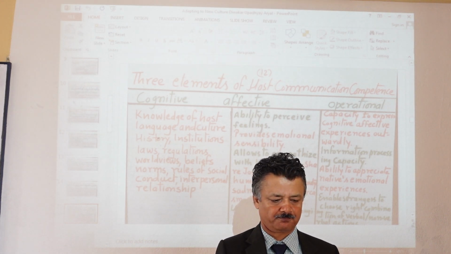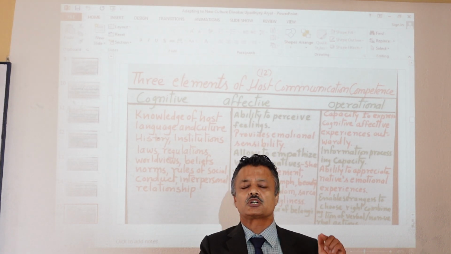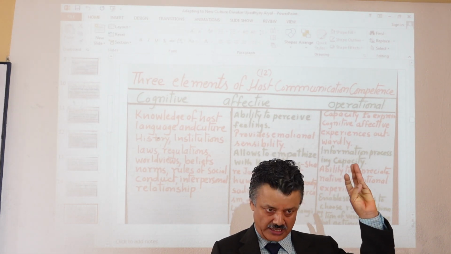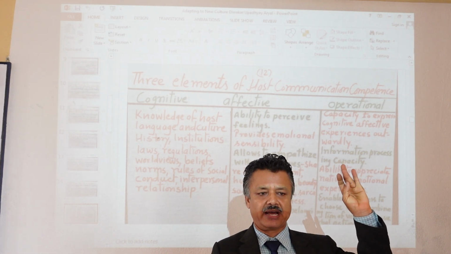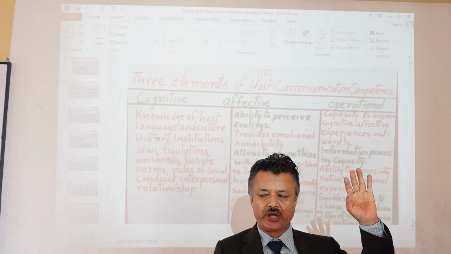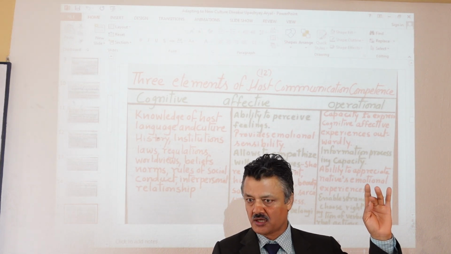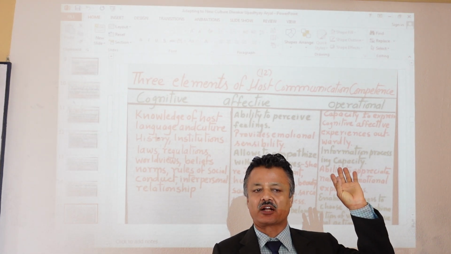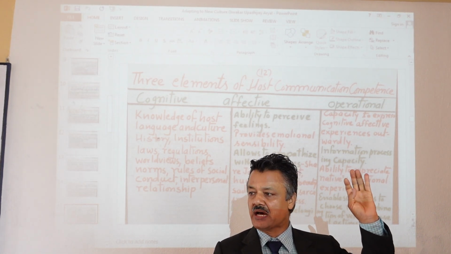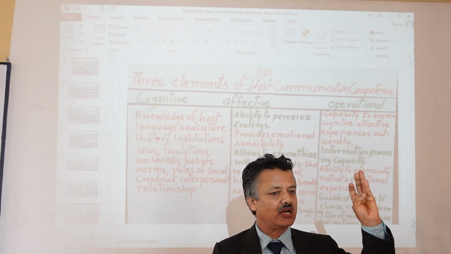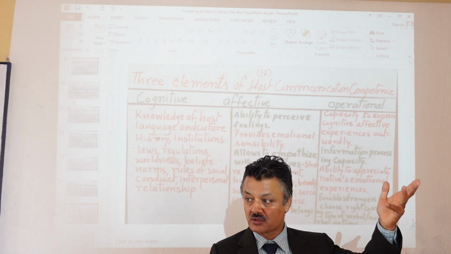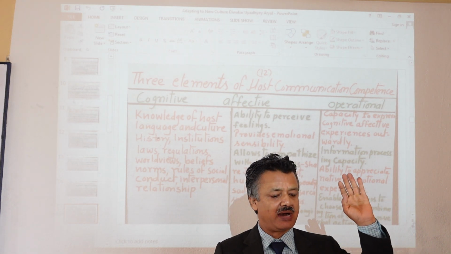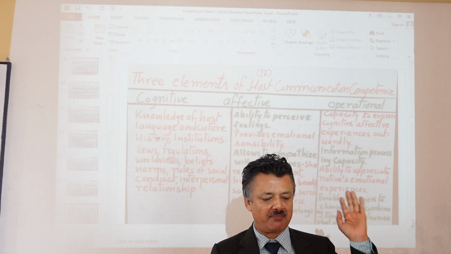Now look, cognitive competence means knowing American knowledge, knowing American language, knowing American history, knowing American institutions, knowing American law, knowing American regulation, knowing American attitude, worldview, knowing American belief system, knowing American norms, knowing American rules.